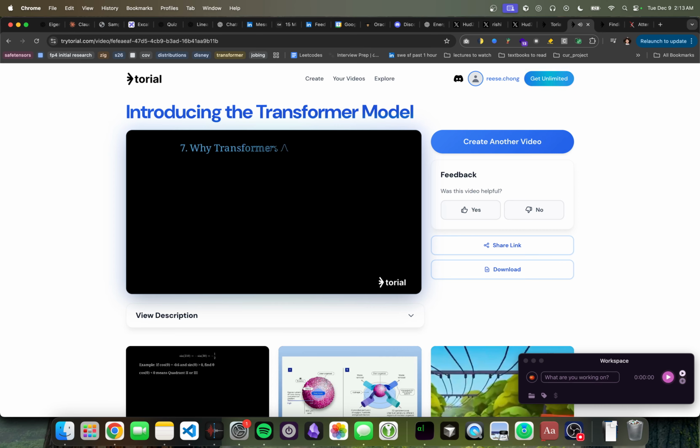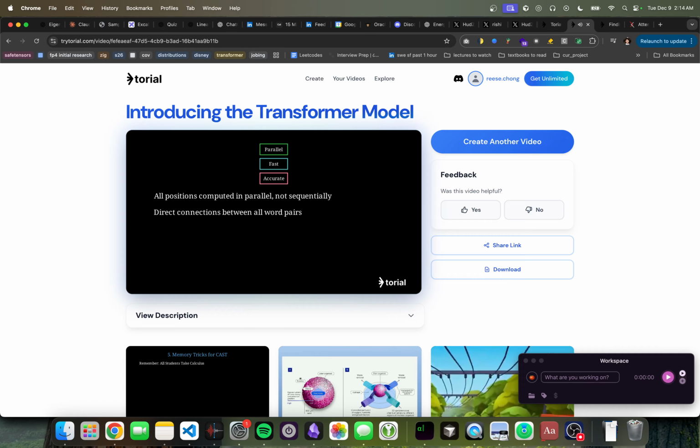The transformer architecture solved major problems in sequence modeling. Transformers enable parallel processing, train much faster than RNNs, and achieve better accuracy on translation tasks. Unlike RNNs, all positions can be computed simultaneously, dramatically speeding up both training and inference. Every word can directly attend to every other word regardless of distance, making it easy to capture long-range dependencies. The original transformer achieved record-breaking results on machine translation, beating all previous models.